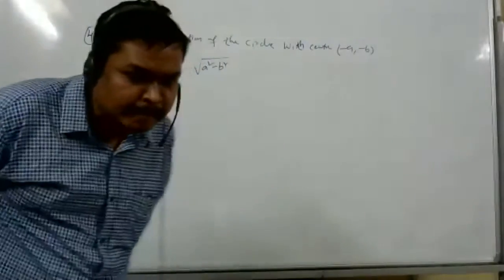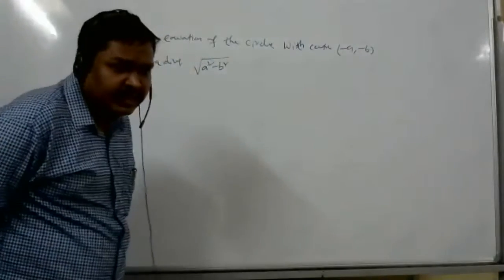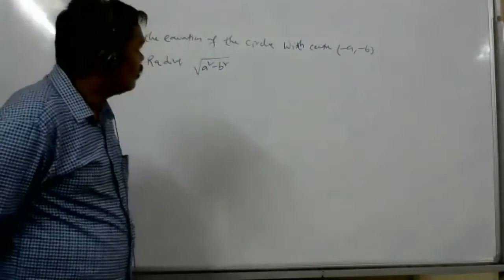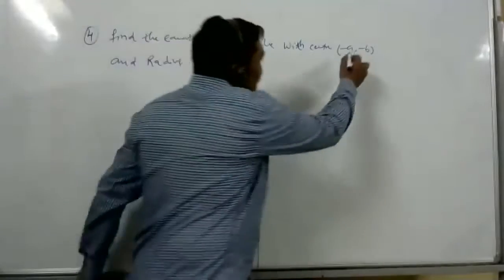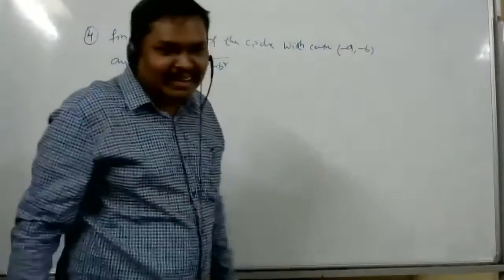That's -4 or -9, which one? To the center. Center minus a, minus b. Oh, okay. Right. Minus a, minus b.